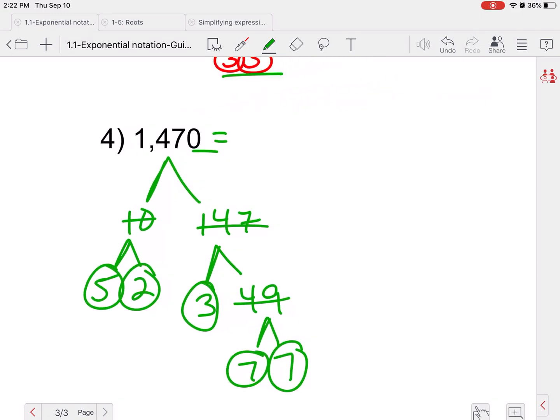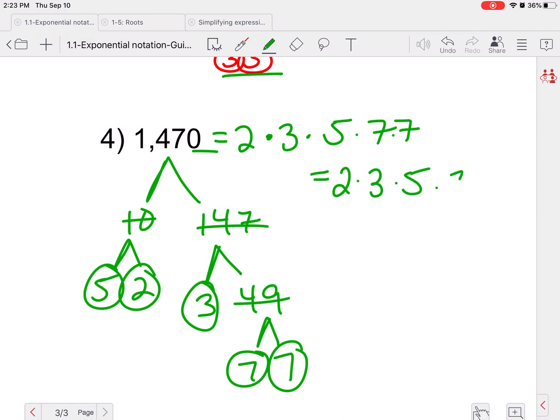So I'm going to write this, and I always write them in numerical order. So I have a 2, I have a 3, I have a 5, and I have 2 7s. So if I write this in exponential form, this would just be 2 times 3 times 5 times 7 squared. We could have invisible ones here in front of the 2, 3, and 5 if we'd like, but you don't have to. Up to you. I don't care either way. Typically, we don't write the ones there.